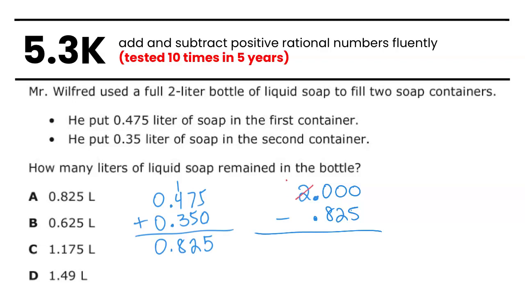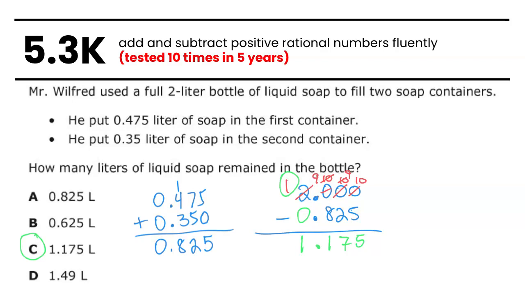So I'm going to have to borrow or regroup here from this 2 in the ones place. That's going to make this a 10 initially, but then have to borrow again from that to make this a 10 in the hundredths place, then borrow from that so that I can make a 10 in the 1,000ths place. Now doing the subtraction, 10 minus 5 is going to give me 5. 9 minus 2 is going to give me 7. 9 minus 8 is going to give me 1. And in the ones place, we still have this 1 right here, minus the 0, which is going to be 1. And so 1.175 will be the correct answer to this problem.